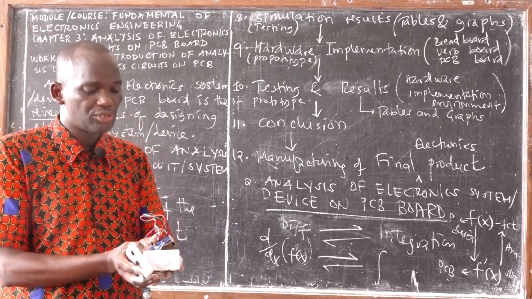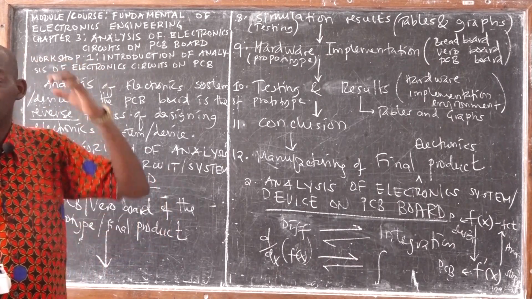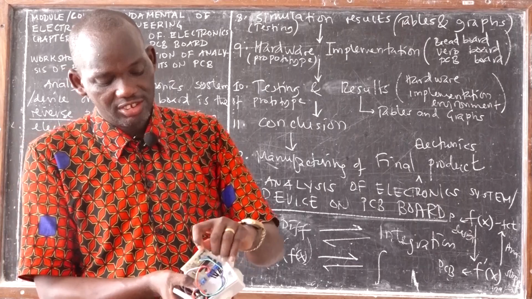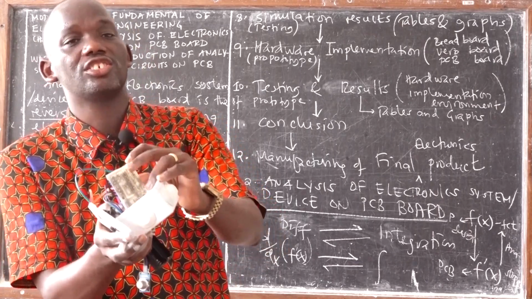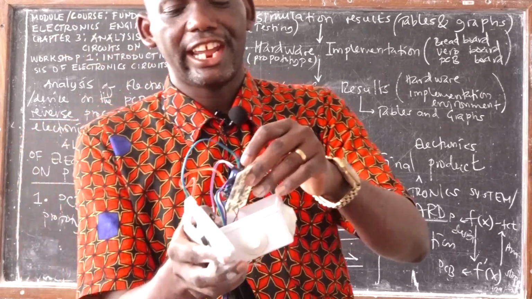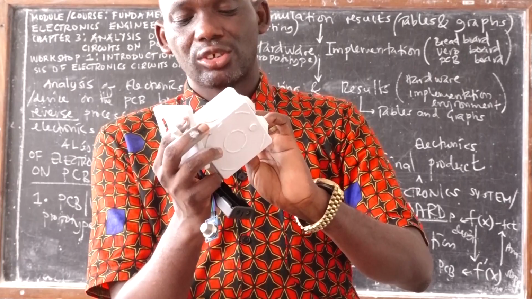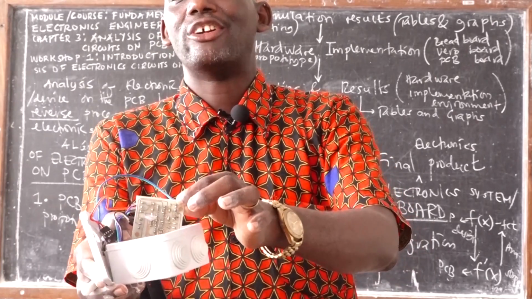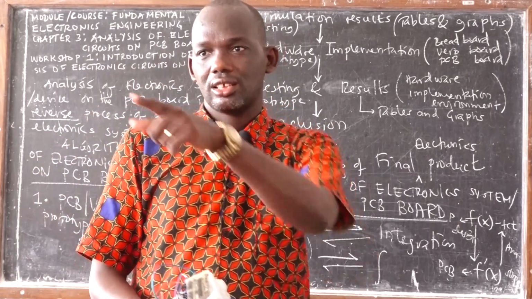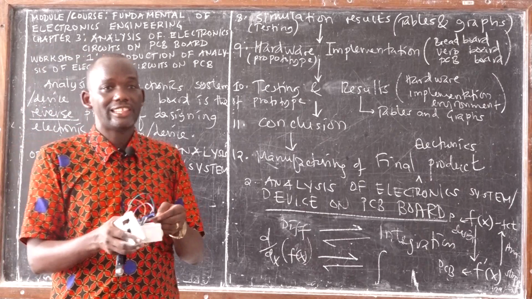Mainly we have two types of PCB board: double-sided and single-sided. For instance, this PCB board is single-sided. Why is it single-sided? Electronic components are on the top, on one side, and the routes and the soldering pads are on the other side. Are we together?